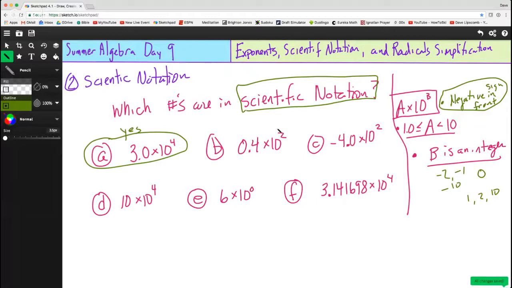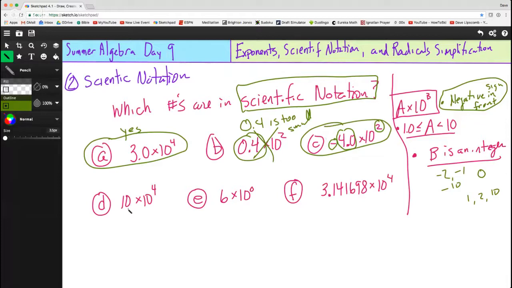This number is not, because this number is too small. 0.4 is too small. This number here, yes, that one is. It's got its negative in front, its A is between 1 and 10, and it's got an integer for an exponent. So this one, yes. 10 times 10 to the 4th is no, not scientific notation, because 10 is too big. It has to be less than 10.